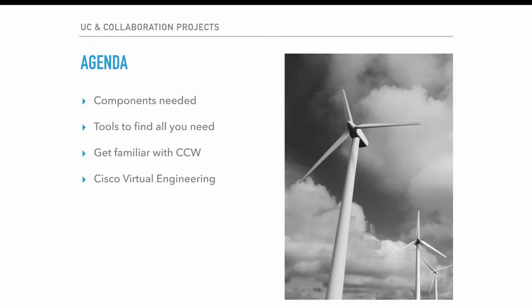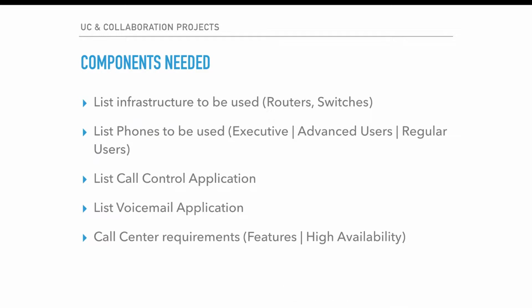Okay, basically we're gonna talk about the components that we need, the tools that you're gonna need. We're gonna get familiar with CCW, which is a Cisco tool, and we're also gonna get familiar with virtual engineering. In order to not get these videos too long, I'm gonna explain the CCW piece, and then I'm gonna go over very briefly the virtual engineering options that you have.